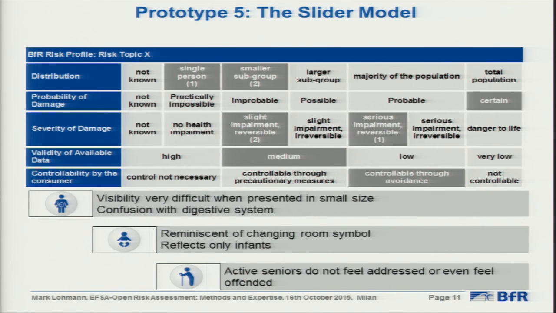It was not so easy. For example, here this icon should represent pregnant women. And when you sit in the back, maybe there could be something also wrong with the stomach or confusion with the digestive system. This symbol here should highlight children. The outcome was that it reflects only infants, and this is the official symbol for the changing room. And here, this icon should represent the elderly people, and active seniors do not feel addressed or even feel offended. That was the outcome of the evaluation.